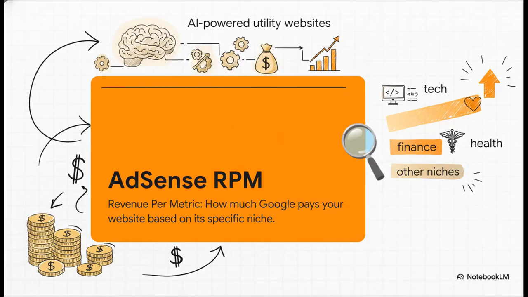The engine behind all this money is Google AdSense. And the key metric you really need to understand here is RPM, or revenue per mil. Basically, that's just how much Google pays you per 1,000 visitors to your website. But here's the secret. Not all ads pay the same. The rates fluctuate heavily based on your specific niche. For instance, an advertiser is going to pay pennies for a click on a meme website. But a bank will pay a massive premium for a click on a mortgage calculator. That's exactly why categories like tech, finance, and health pay out significantly higher earnings.